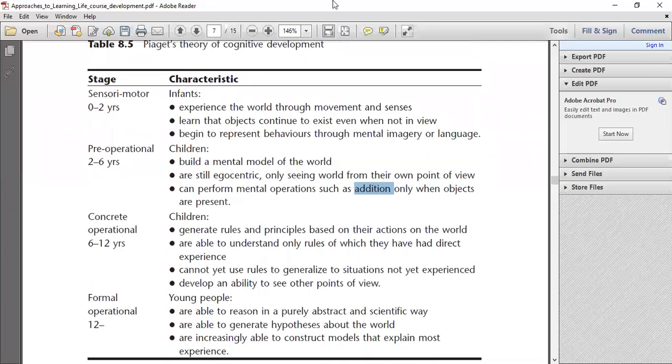And the third stage is what they call concrete operational. This is when the children are in primary school. The primary school is where they learn a lot of rules and the principles of the world.